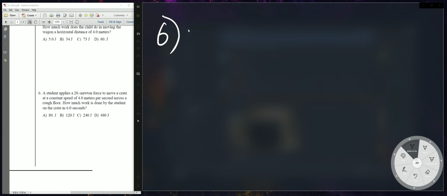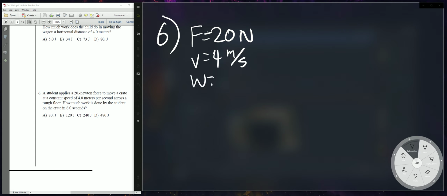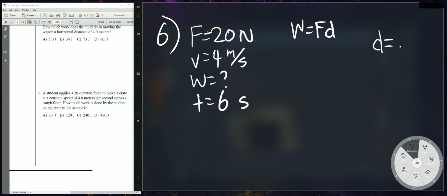A student applies a 20 Newton force, moving at a constant speed, 4 meters per second, across a rough floor. How much work is done? And time is 6 seconds. Well, we know that work is force times distance, but we don't have distance. But there's an easy way to get distance.